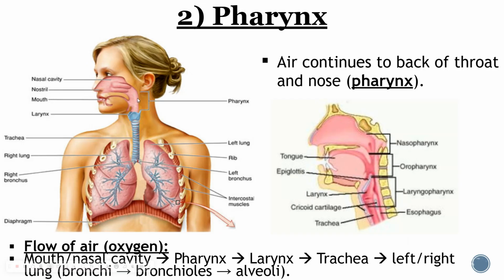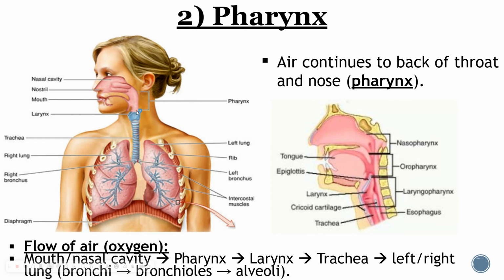Then the air continues and goes to the back of the throat called the pharynx. So this portion here is called the pharynx, and there's actually several parts of the pharynx. There's the pharynx that's closest to the nose, it's called the nasopharynx. The pharynx closest to the mouth, that's called the oropharynx. And the pharynx more at the throat level, that's called the laryngopharynx. You don't have to know those divisions, just know that we have the pharynx over here.